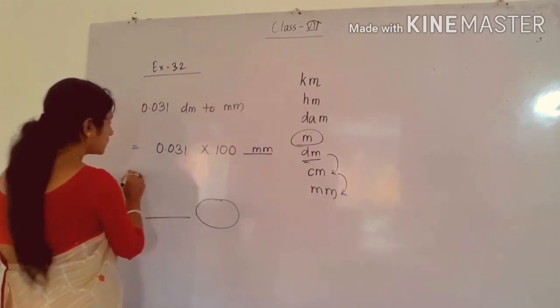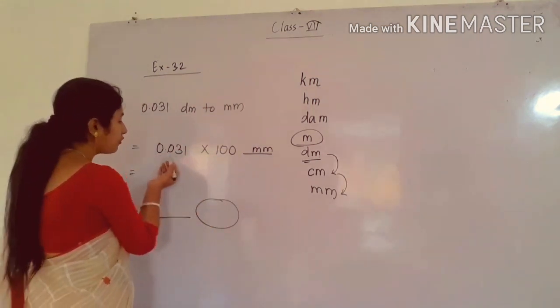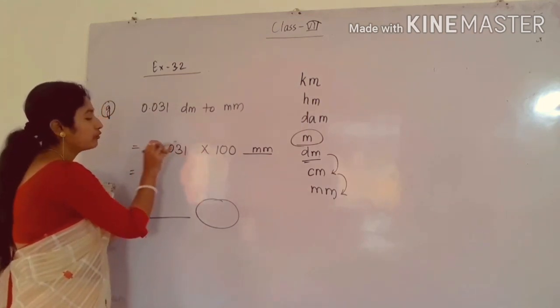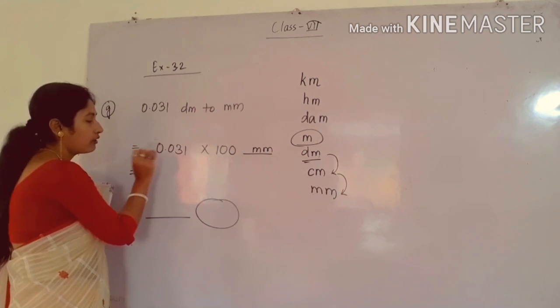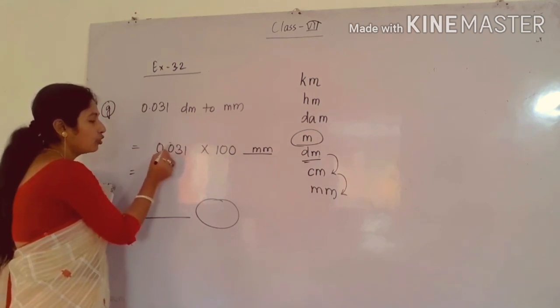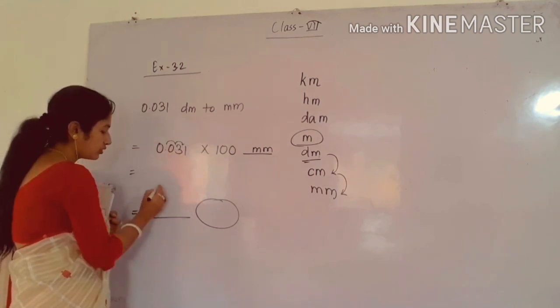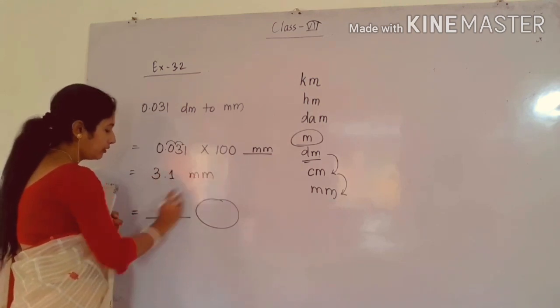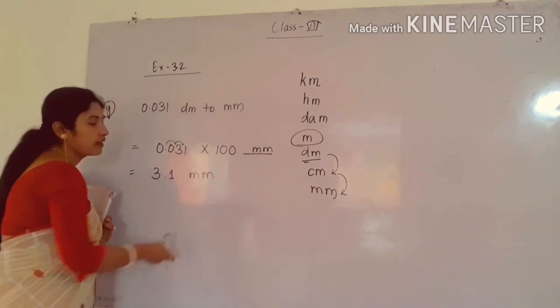Okay, so when we multiply a decimal number by 100, the decimal point shifts to the right side. Already you know how many places it will go? 2. So 1, 2. So 3.1. I will get the answer as 3.1 millimeter. So this is the final answer.